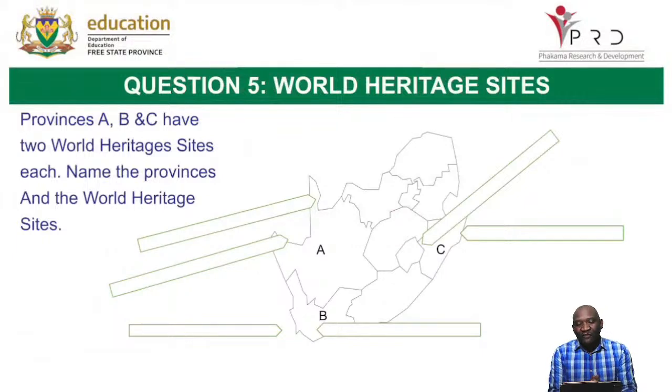Let's immediately go to our first activity for today. Let's look at the World Heritage Sites. There is a map of South Africa in front of you. And the instruction says that provinces A, B, and C have 2 World Heritage Sites each. Name the provinces and the World Heritage Sites.